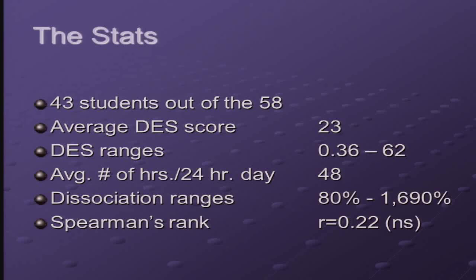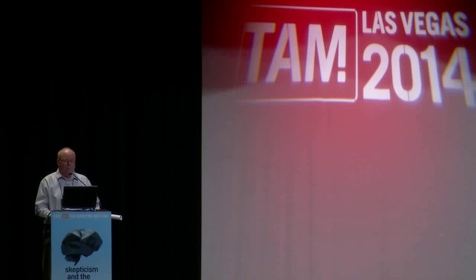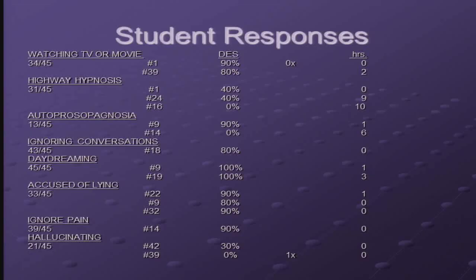The average number of hours in a 24-hour day that they spent in these 16, not in the full 28 questions, was 48 hours a day, with dissociation ranges up to 1,700%. Was there a correlation? Apparently not. This might make statisticians happy, but it doesn't give you an idea of what these students actually said. So let me give you some examples. Student number one said he got so involved in watching TV that he was able to tune out things 90% of the time. How many hours do you watch TV? None.